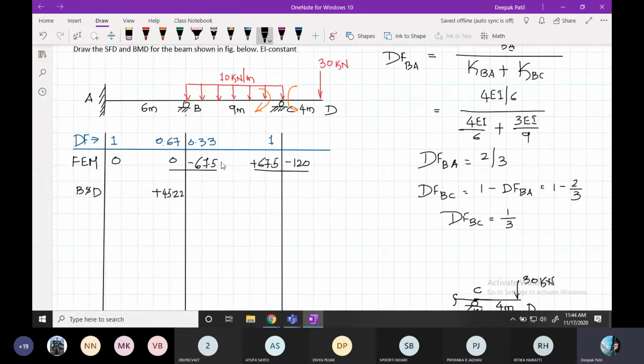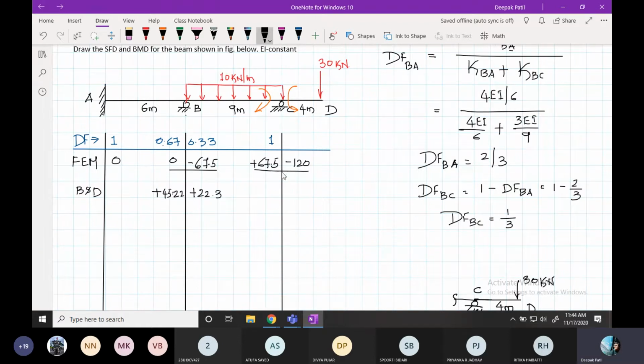I will explain once again. The net moment at B is minus 67.5. To balance that, you have to apply plus 67.5. But how will you distribute that plus 67.5? So plus 67.5 into 0.67, you will get plus 45.22. Plus 67.5 into 0.33, you will get plus 22.3.